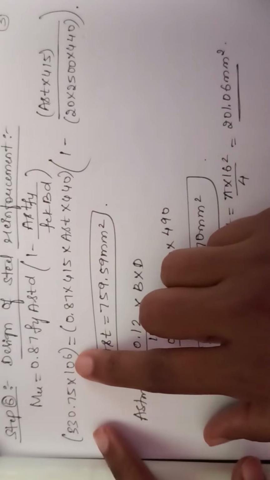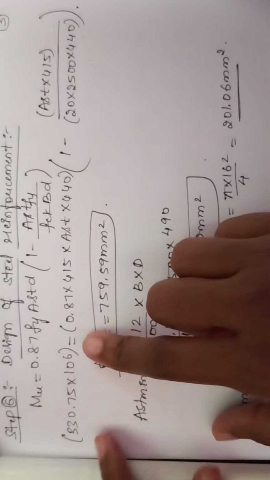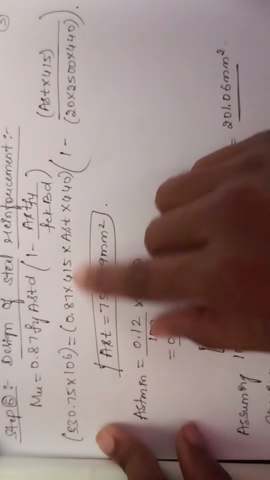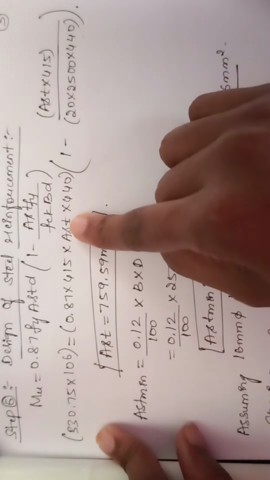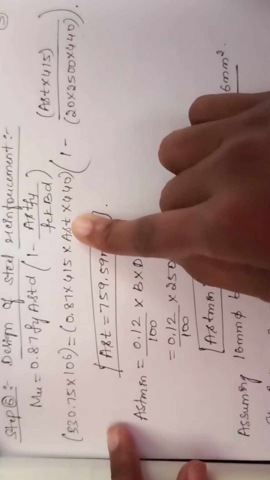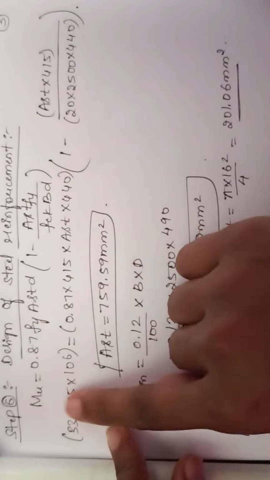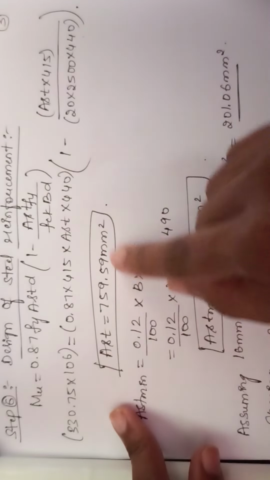You convert that in terms of Newton mm. We need to keep Mu always in terms of Newton mm itself. This is equal to, you substitute the rest of the things, and then you simplify the whole equation as a single unit. I had done this calculation in the previous videos. You can refer to those videos to get the calculation of the Ast in the form of an equation. Now if I solve the whole equation, I will be getting a value of Ast as 759.59 mm square.